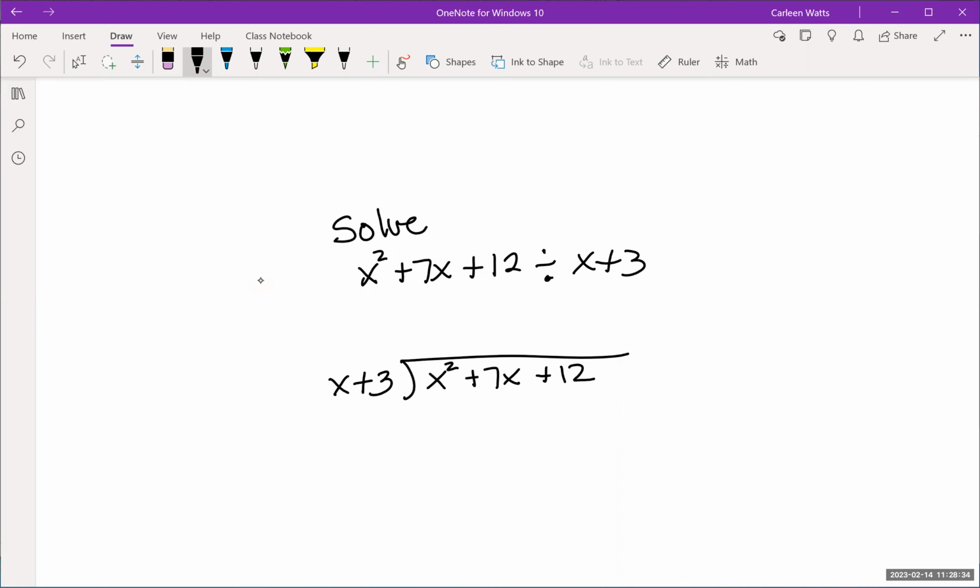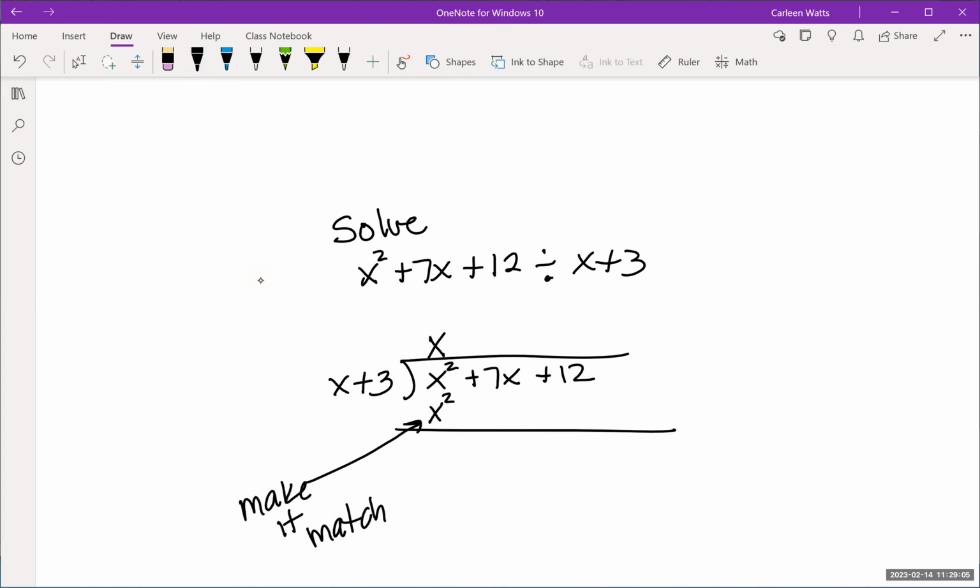There's a 4 in there. That's a good guess. Okay, so remember your long division. Step 1, make it match. So I want this to be x squared. How do I make it match? I put an x right there.